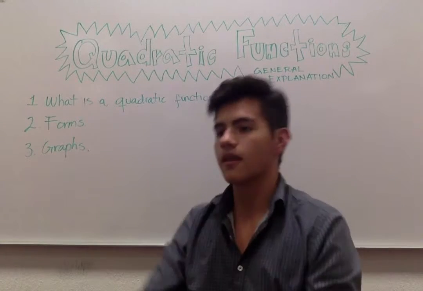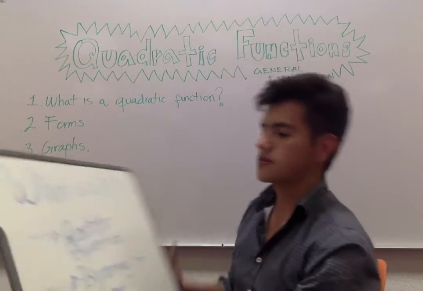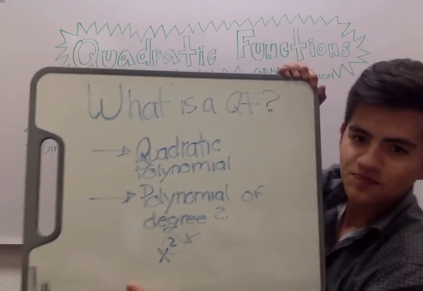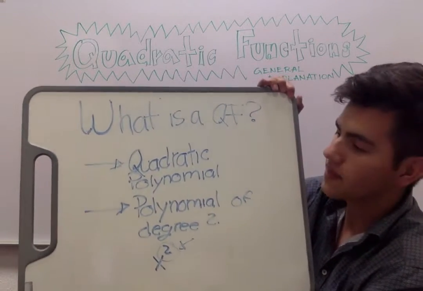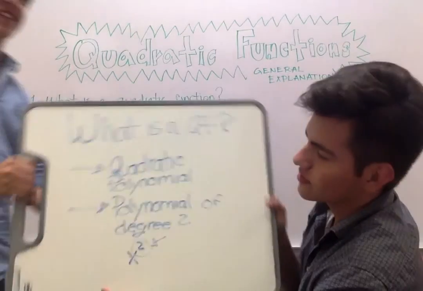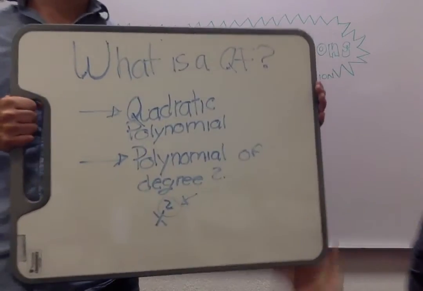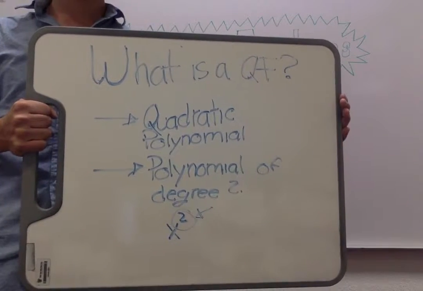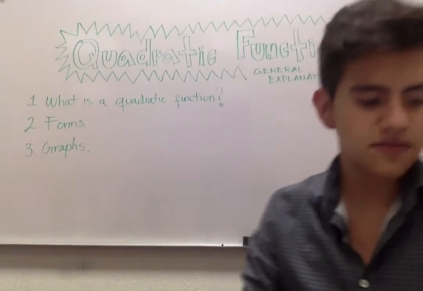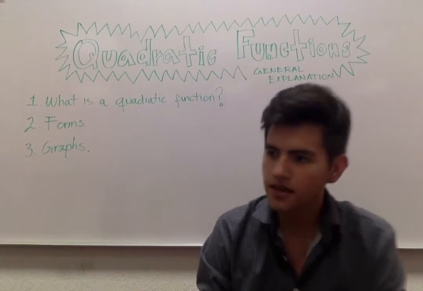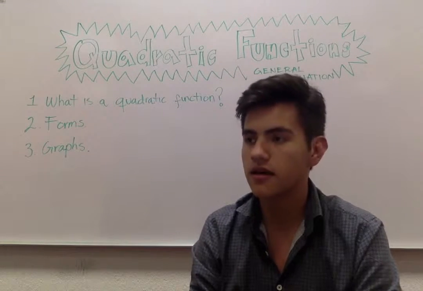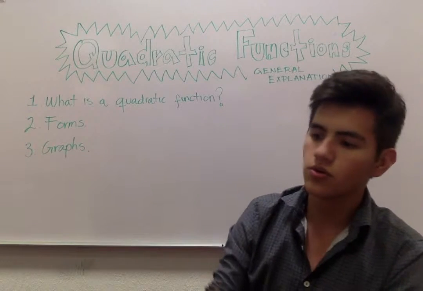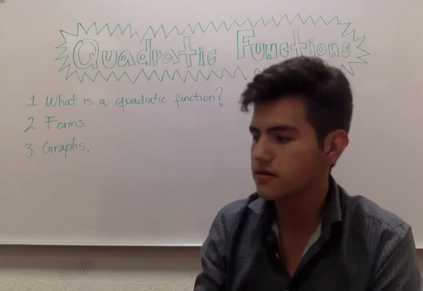Okay, first of all, what is a quadratic function? A quadratic function could be presented in two ways. The first one is a quadratic polynomial, and the second one is a polynomial of the degree 2. The degree 2 doesn't mean that it has to be the exponent 2. It means that the exponent could be 2 or like an even number.